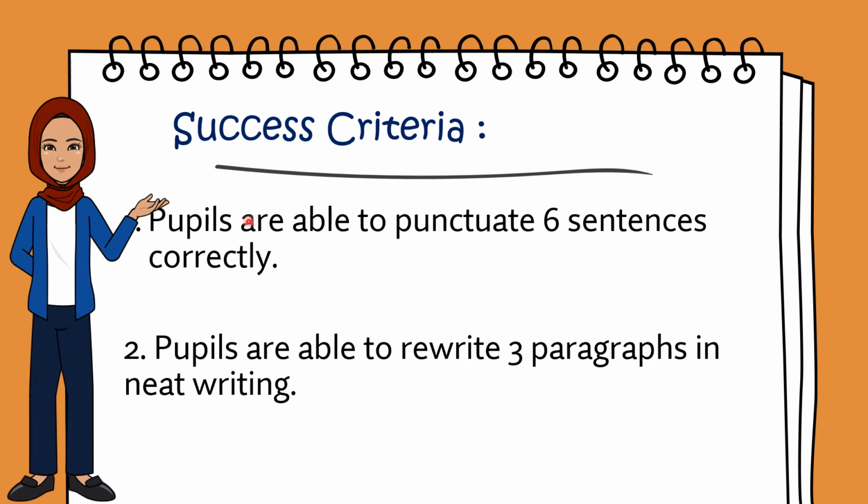There are two success criteria today. Number 1, pupils are able to punctuate 6 sentences correctly. And number 2, pupils are able to rewrite 3 paragraphs in neat writing.